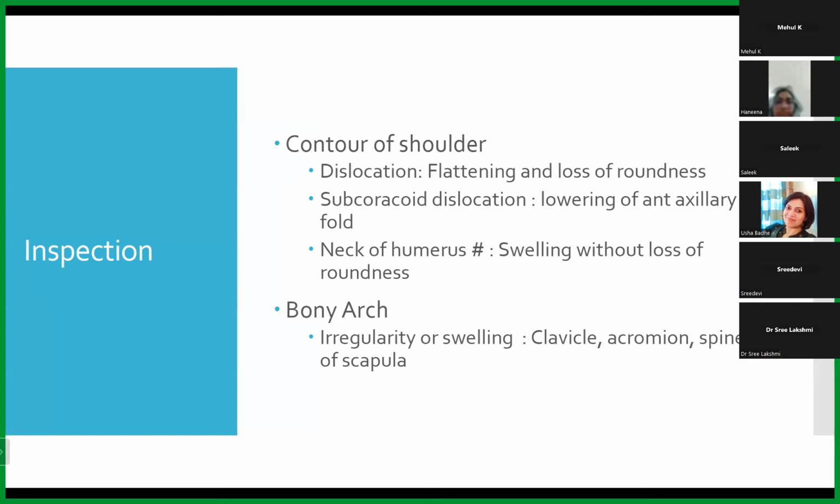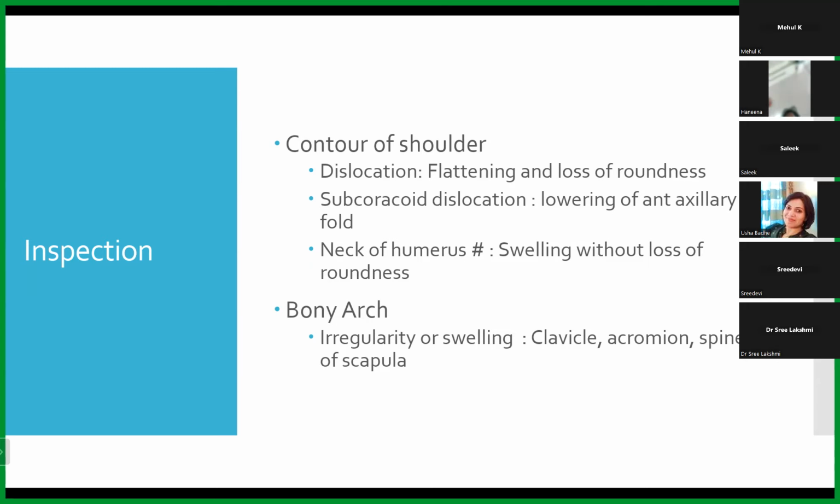or swelling. Then the most important is the contour of the shoulder. If there is any dislocation, mostly we'll be getting flattening of the shoulder, that roundness will be lost. Similarly, in the axillary folds, we'll be able to visualize changes. Suppose in the subcoracoid dislocation of the shoulder, the humerus will be displaced subcoracoidally. So in subcoracoid dislocation of shoulder, there can be lowering of the anterior axillary fold.